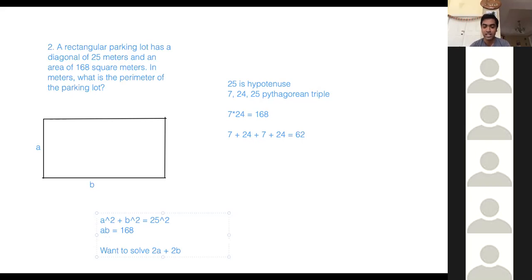Okay, so any ideas of how to do this? I know what A squared plus B squared is. I know what AB is. I want to solve what 2A plus 2B is. How do I do this? Okay, before we get there, let's do one more simplification here.